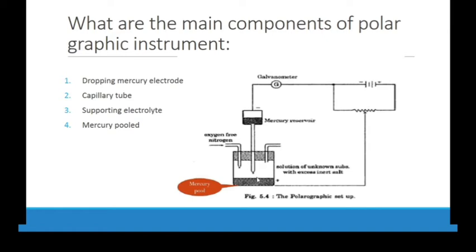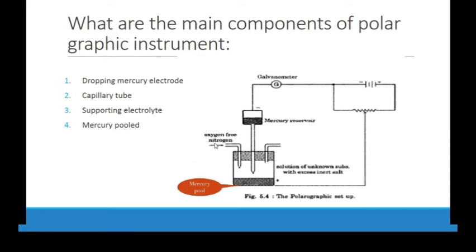You will see that the drop size is very small, so a small potential attracts the positive ion in the solution. But at the mercury pool, because of its large surface area, they need more electricity or more voltage to get oxidized or reduced. That's why there will be no reaction taking place.